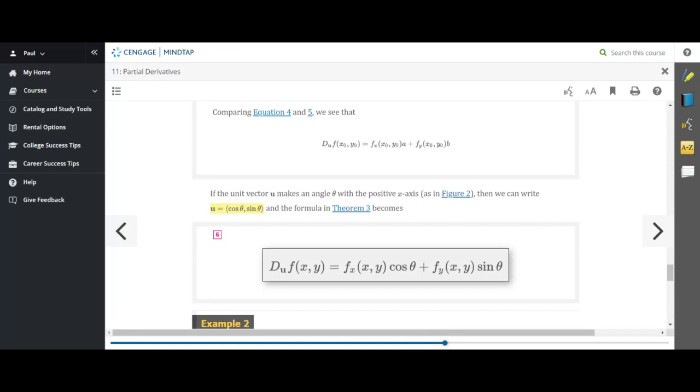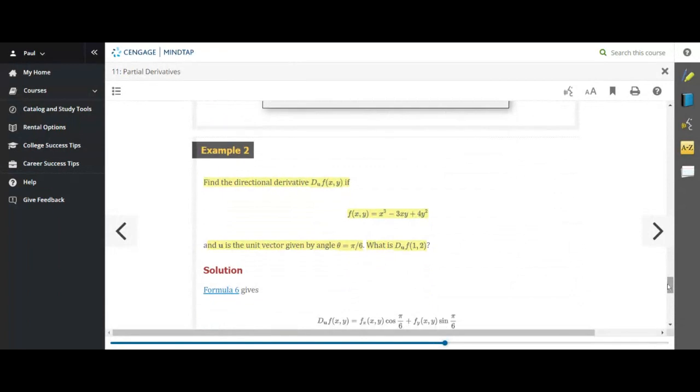So let's look at an example here. Book has great examples. Example 2, they want us to find the directional derivative of a particular function, f of x, y equals x cubed minus 3xy plus 4y squared, where the unit direction is the unit vector given by angle theta equals pi over 6. We want the directional derivative of the function at the point 1, 2, looking in the direction of this unit vector.